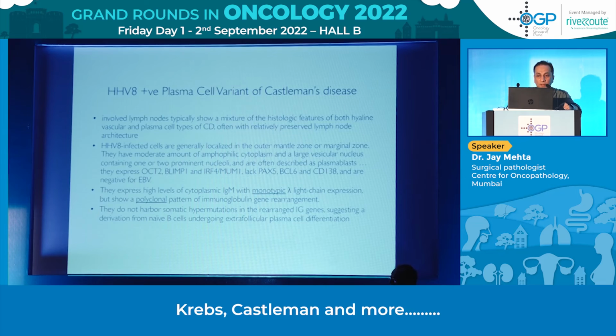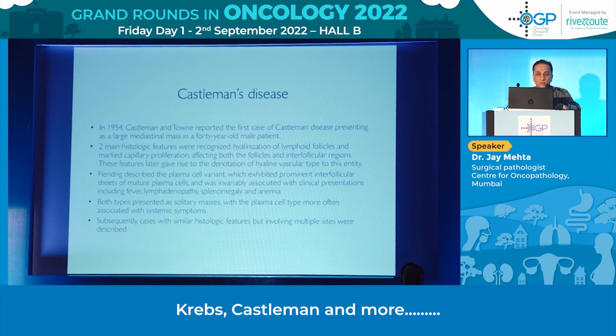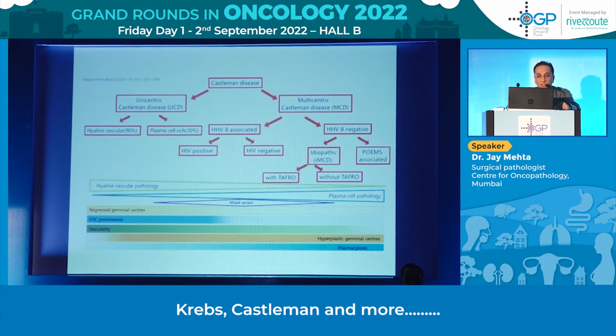I talked about this monotypic lambda light chain expression. I'm going to skip this history of Castleman's disease. But here's something very important. Nowadays, you don't look for the highly vascular or plasma cell rich variant. The way you're supposed to distinguish Castleman disease is unicentric versus multicentric. The unicentric would be highly vascular in 90% of the cases. 10% are plasma cell rich diseases.